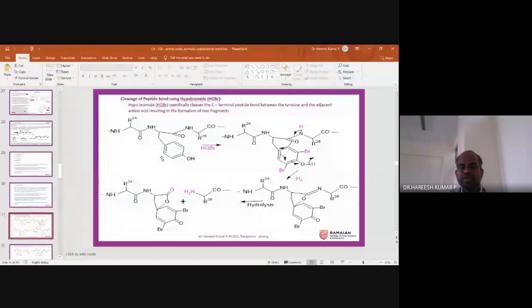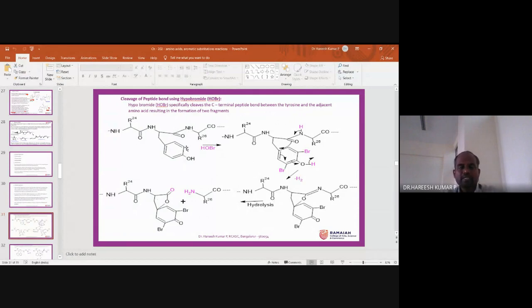So it means that hypobromite cleaves the peptide bond at the tyrosine and adjacent C-terminal end of the peptide. So it will cleave here. That means hypobromite specifically cleaves the C-terminal peptide bond between the tyrosine and the adjacent amino acid, resulting in two fragments. I will show you. This is one fragment. This is another fragment.